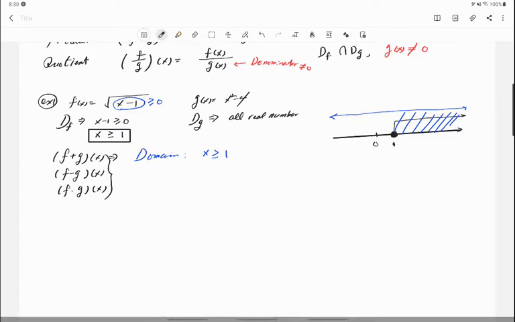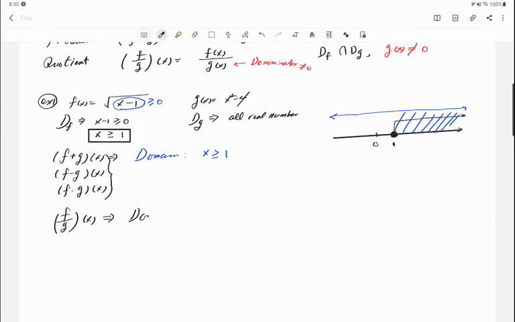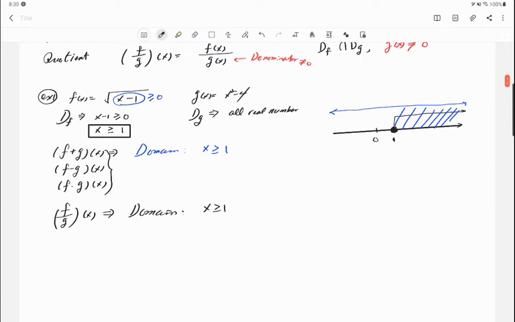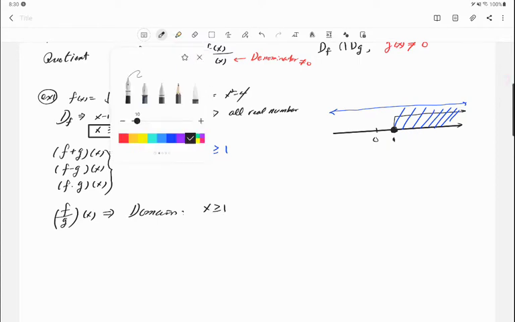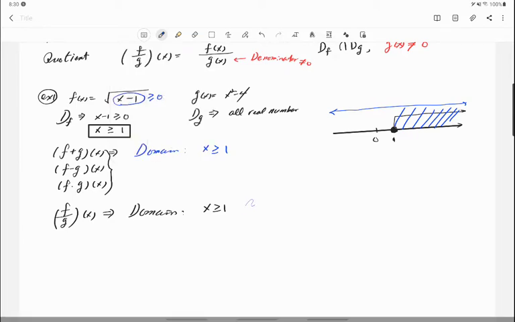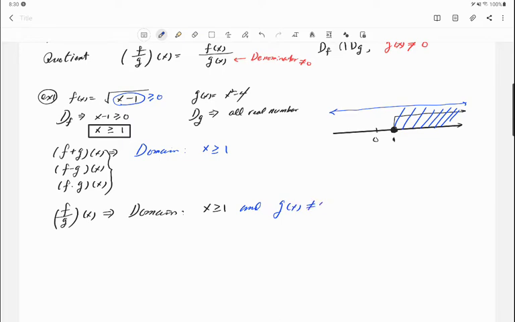But how about the division? f divided by g of x. What's the domain for this one? The intersection, which is x is greater than or equal to 1, and there's another one. The denominator cannot be equal to 0, right? So g of x cannot be equal to 0.